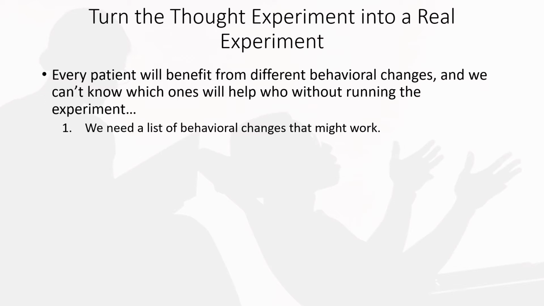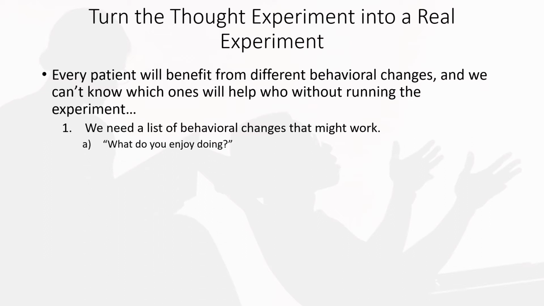And then what I want is to help the patient make a list, in no particular order, of behavioral changes that might work. Often, patients will sort of get where we are from this point, and they'll just start generating a list. If not, here's some questions that you might ask to help the patient generate a list.